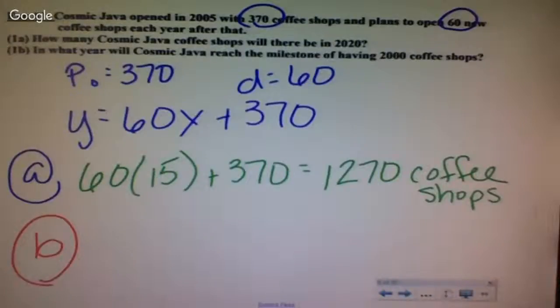Okay, in what year will Cosmic Java reach the milestone of having 2,000 coffee shops? Next year. Well, obviously we haven't reached 2,000 by 2020.